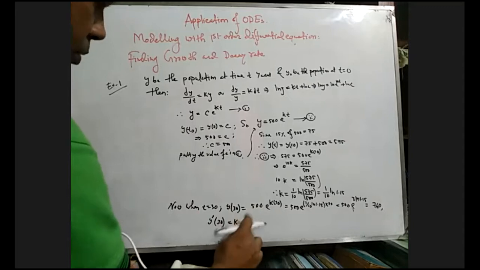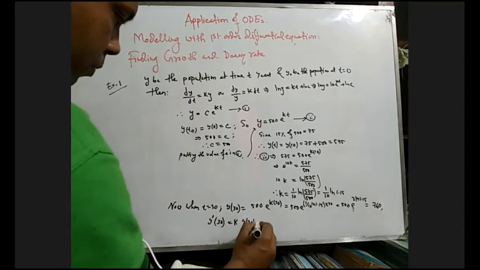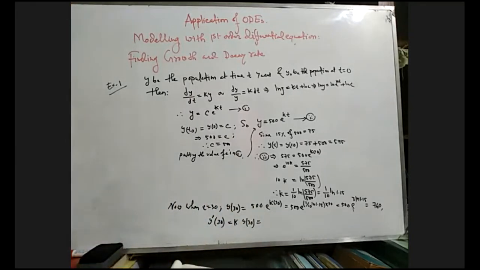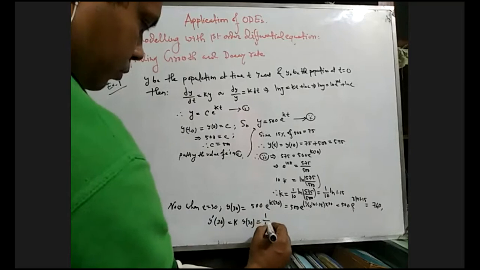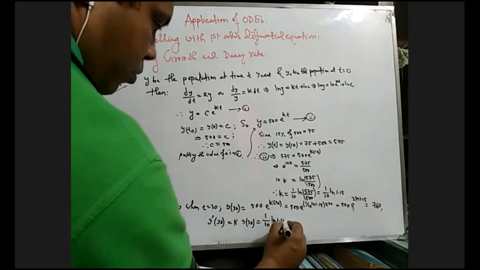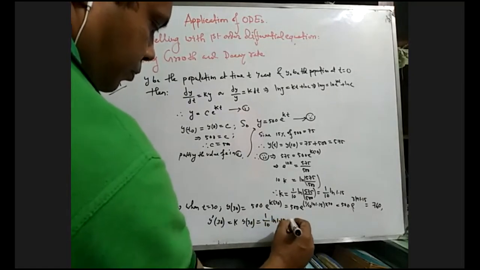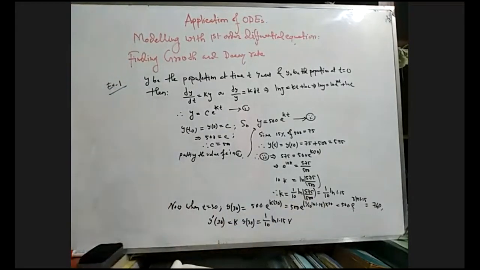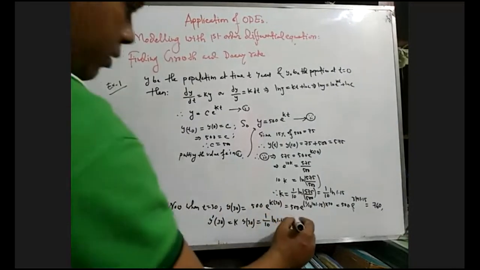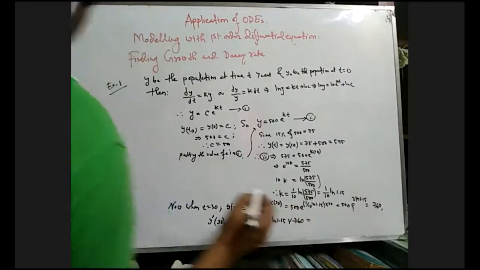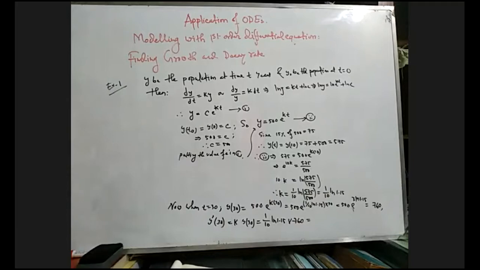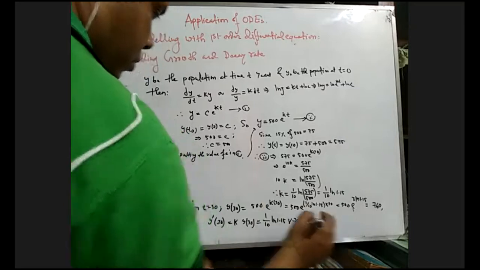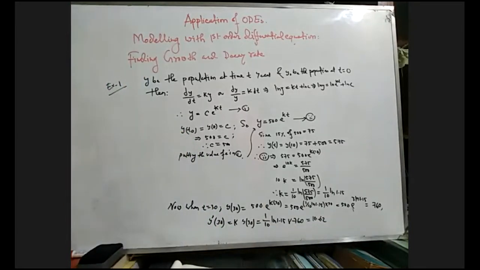Y30. This will be Y30. Values, k values 1 by 10 ln 1.15. Y30, what? Y30 is 760, equals to 10.62. This is the result.